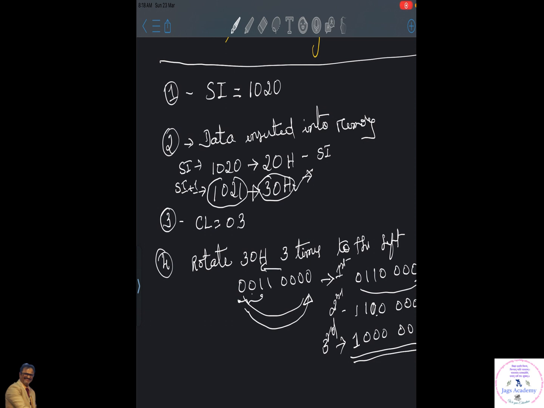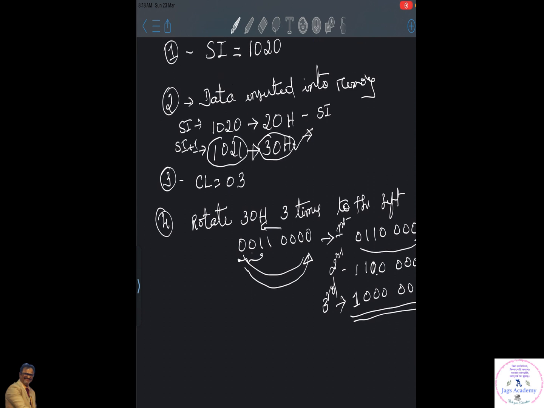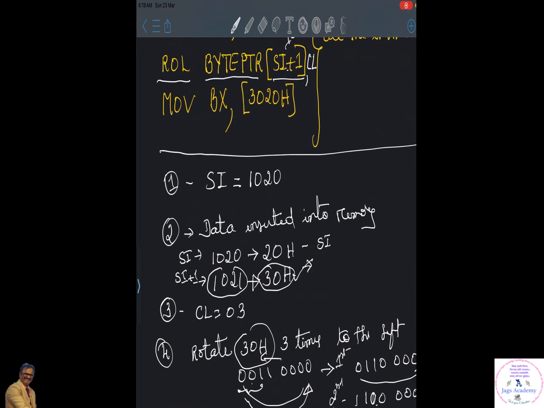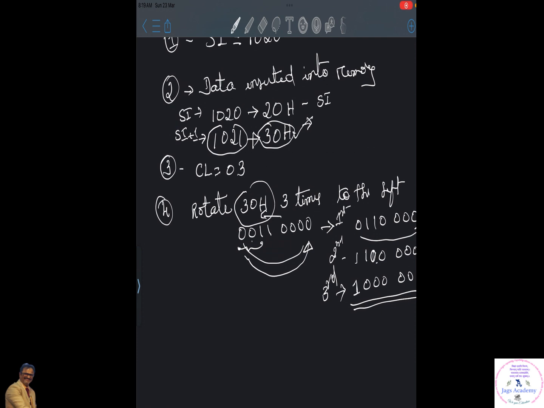So what will be the content of the same memory location? After the third rotation, you are rotating the memory content, that is 30H, the content of memory location 1021. Now after rotating, what did you get? What is updated in memory location 1021? The memory location at offset address 1021 is updated with 81H.